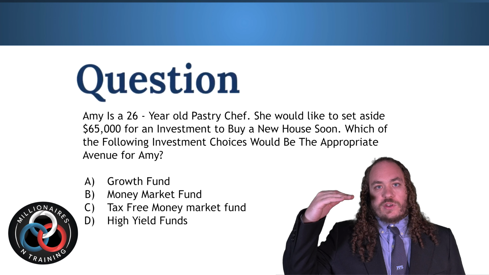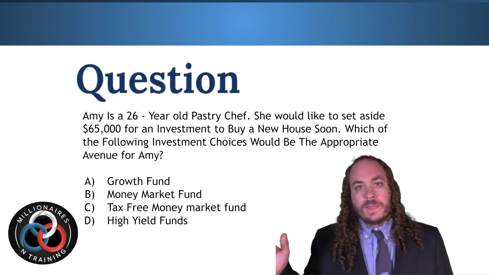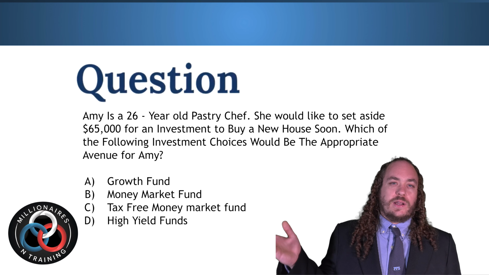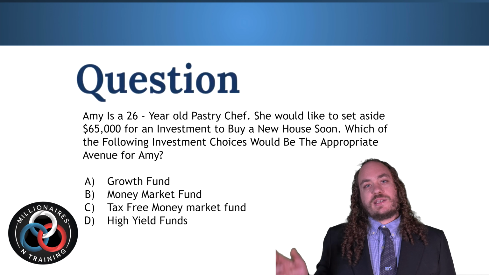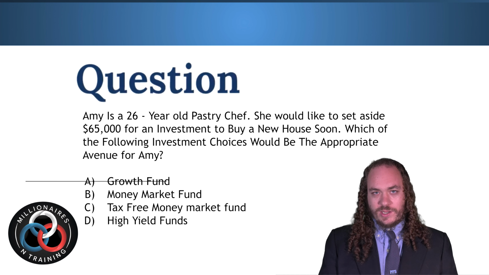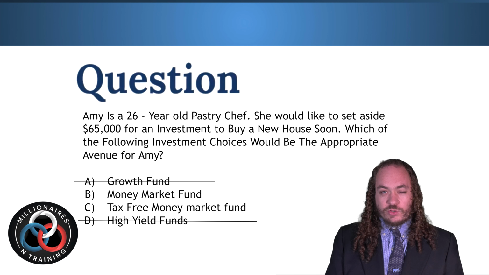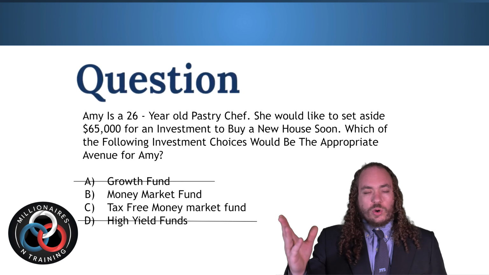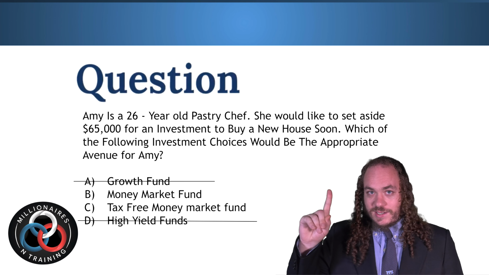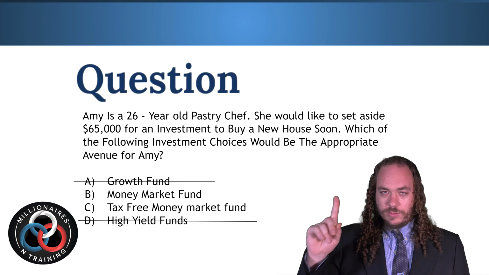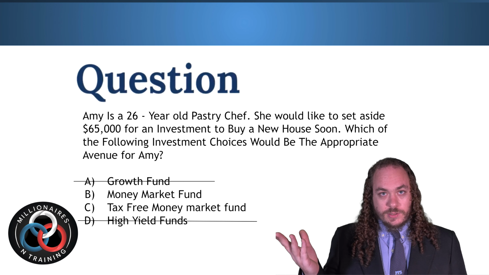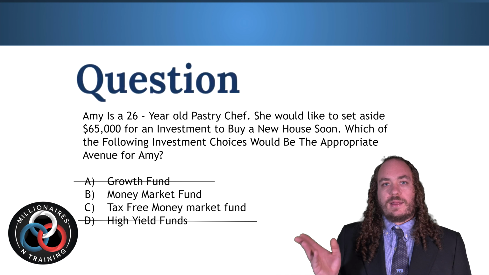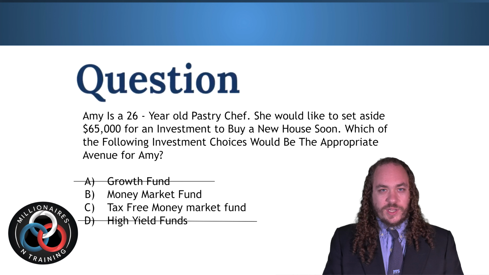So I know that it's not going to be an aggressive growth fund, right? So let's get rid of that. And it won't be a high yield fund. It's not that because we said anytime we need the money soon, it's always going to be a money market. Now, which one is the best answer choice here? Does it say in the question that Amy is wealthy or in a high tax bracket? It doesn't. It doesn't say anything about her being wealthy. We cannot make that assumption. So now we're going to get rid of C, which is the tax-free money market fund. That leaves B as the correct answer choice.